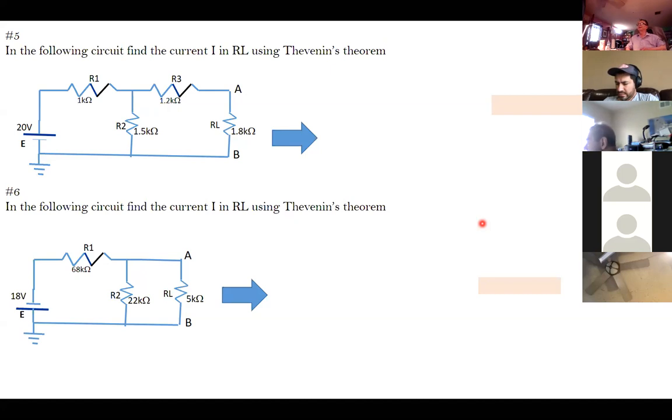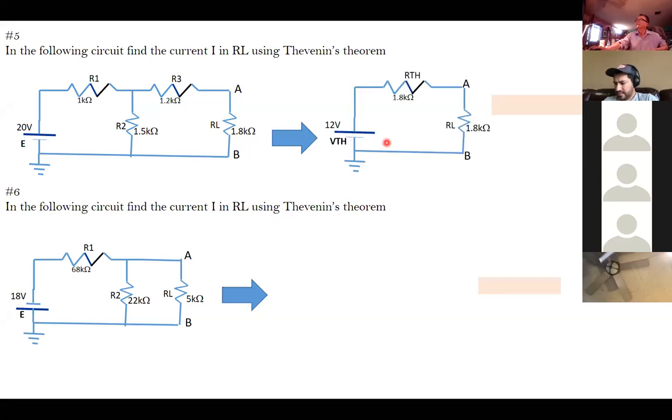First thing you want is V Thevenin. You remove the 1.8K. That's why you get V Thevenin. Easy. Is V Thevenin 12 volt? That is what the circuitry will look like. V Thevenin is 12 volt. You understand it? Very simple, easy.